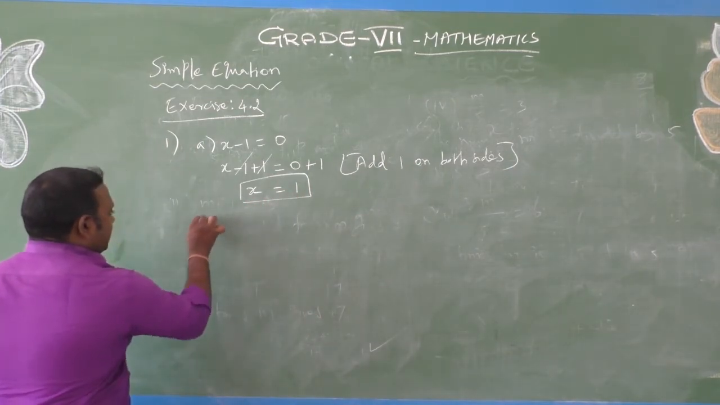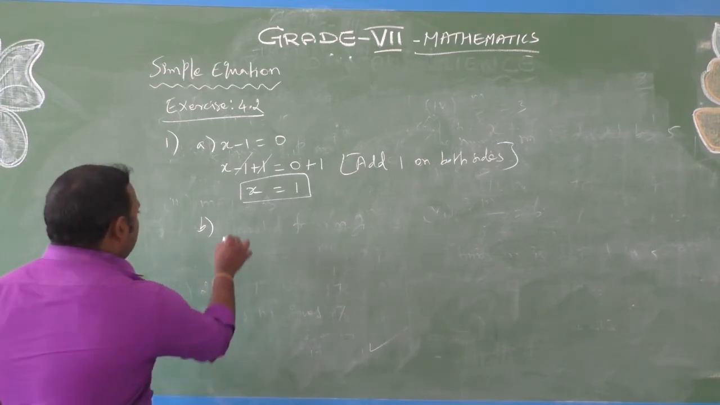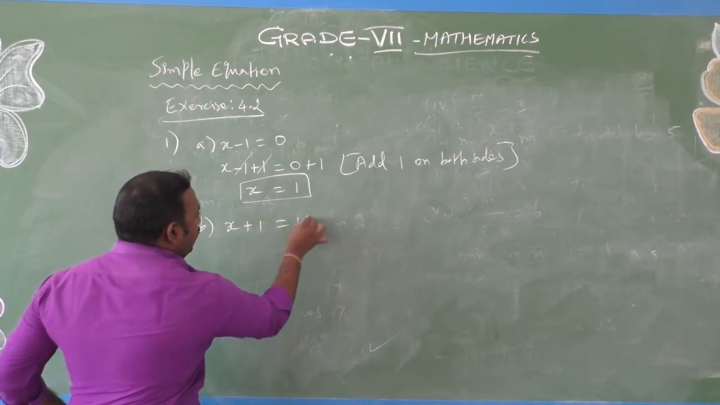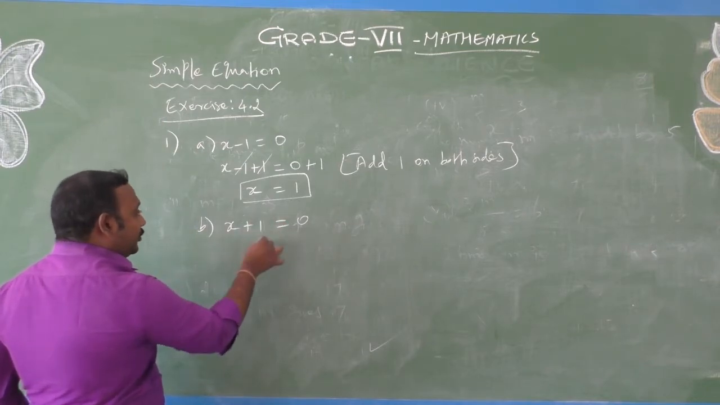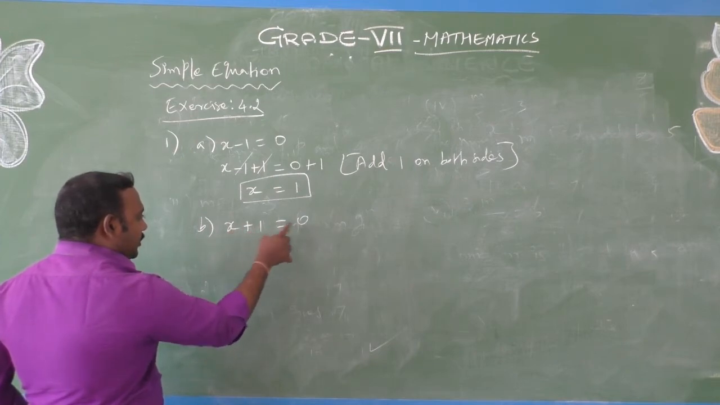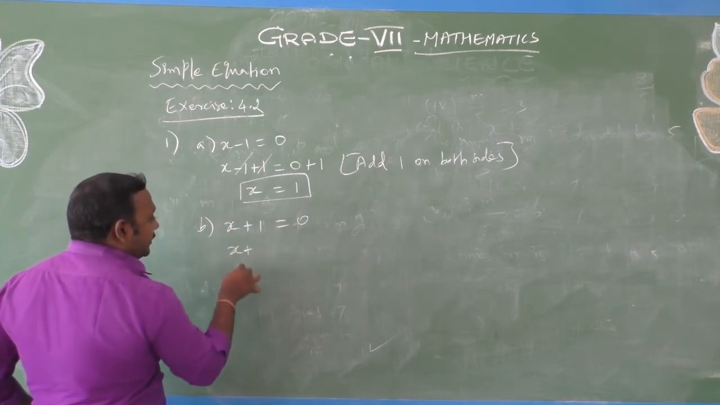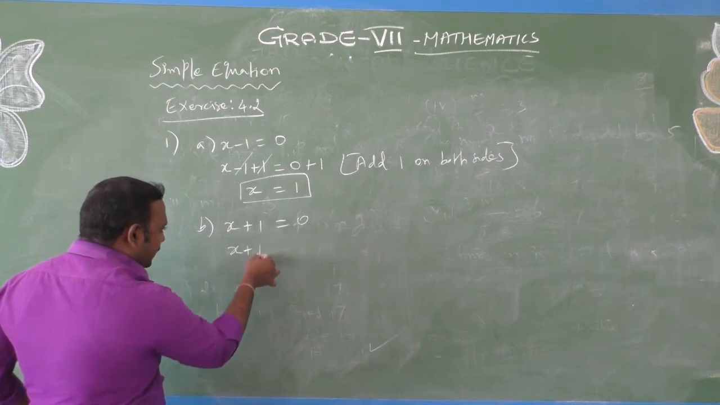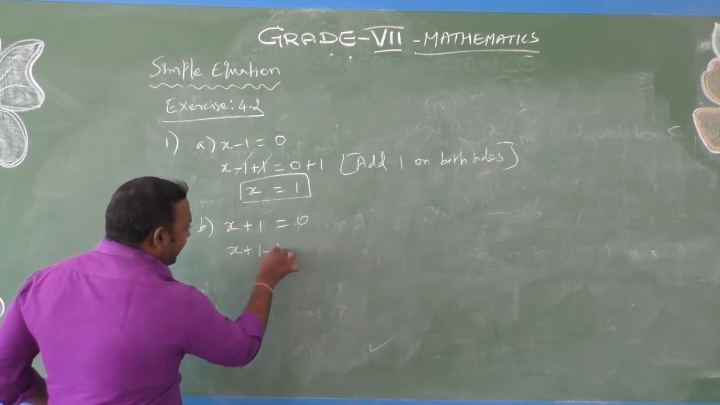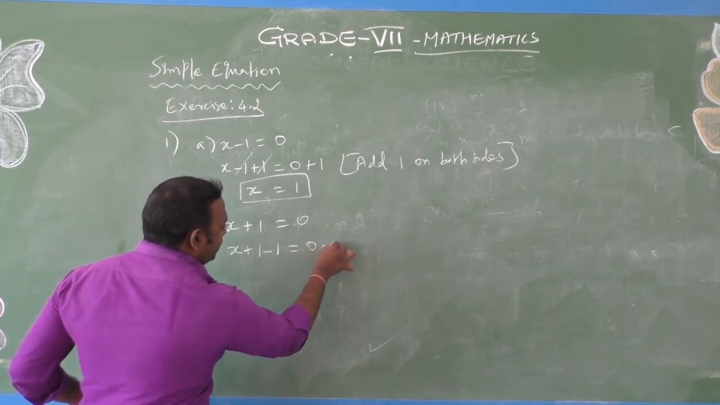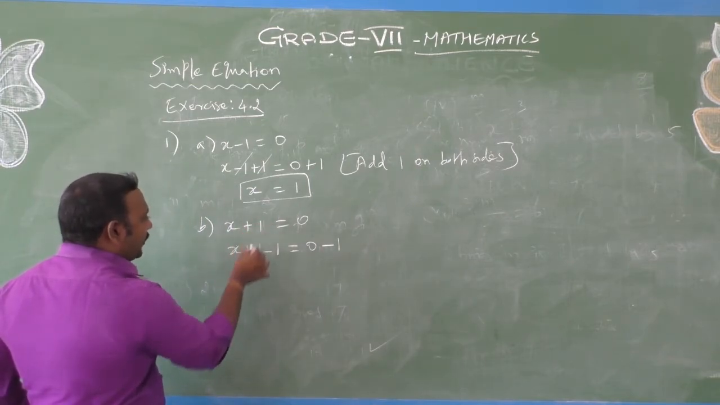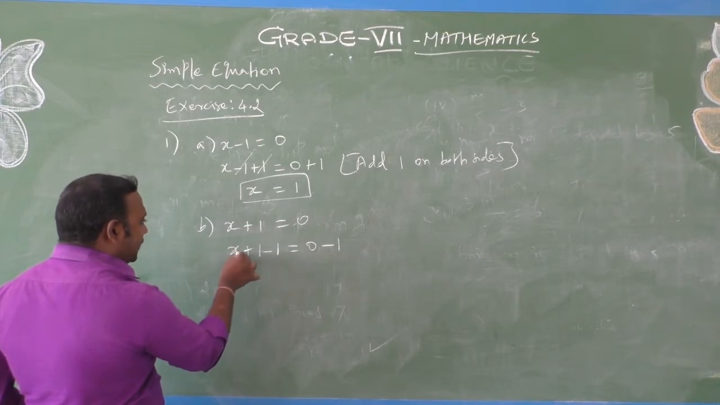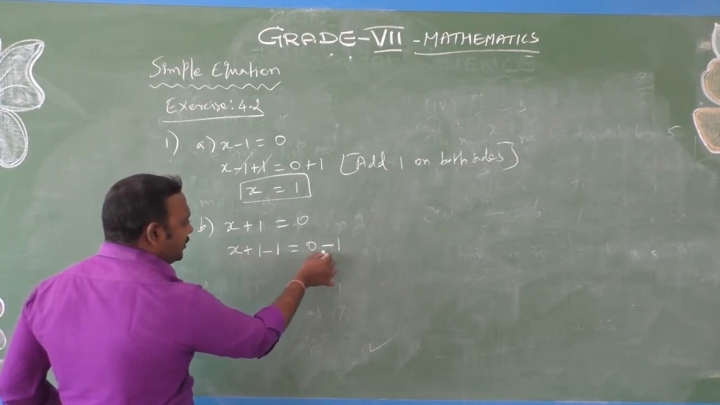Then the second one, x plus 1 is equal to 0. Here we have plus 1, so we have to cancel this one. Rewrite this equation, x plus 1 is equal to 0. Here we have plus 1, so I write minus 1 on both sides. The opposite of plus 1 is minus 1. So x plus 1 minus 1 is equal to 0 minus 1.